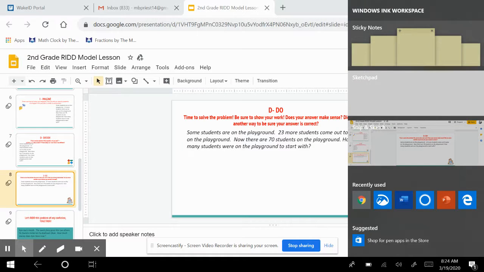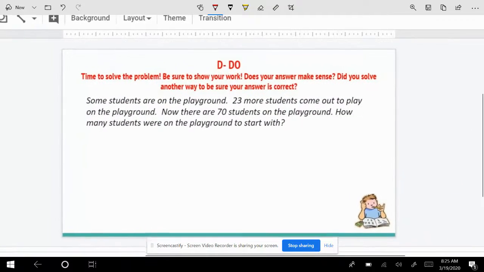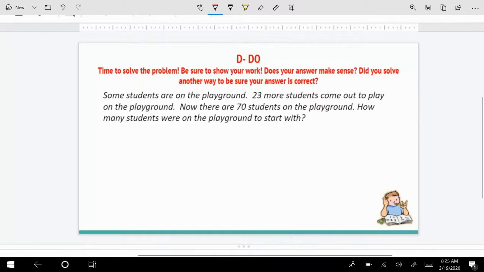So we're going to go ahead and I'm going to share some solutions for you about this problem. I'm trying to get this to go. I changed the way I was presenting before.